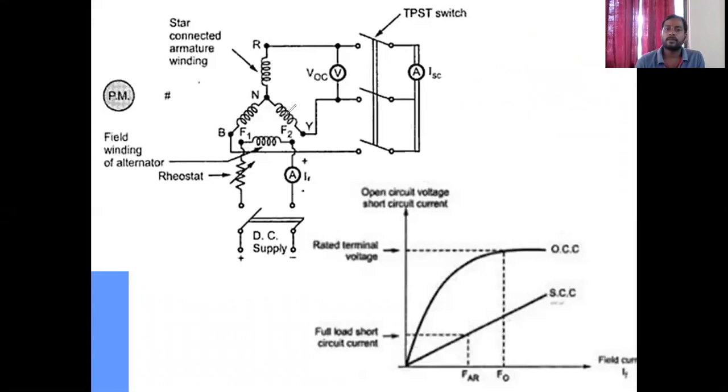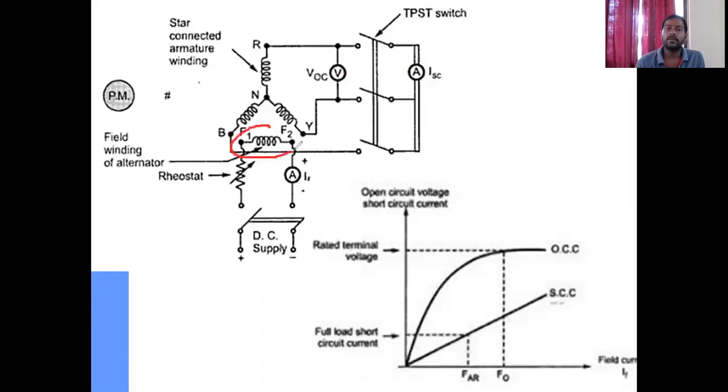So this is the schematic diagram. These are the R, Y and B phases, and any two of these three phases are connected with a voltmeter, which measures E OC. The voltage available between two phases is the line voltage, but we need the phase voltage. So phase voltage is equal to VL by root 3, because this is a star connected machine.